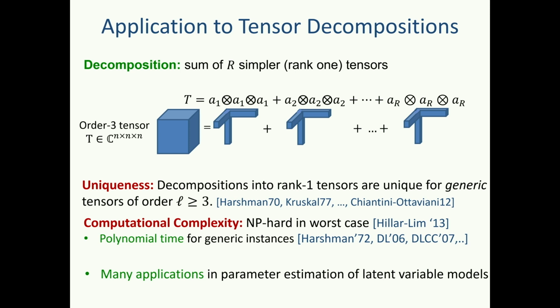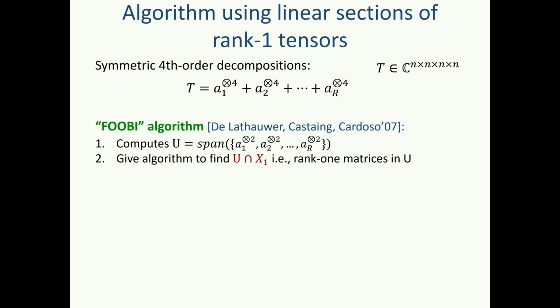So it turns out that one of the best known algorithms, a very popular algorithm for tensor decompositions, is this algorithm called FUBI, by De Lathauwer, Castaing, and Cardoso. The way this algorithm works is that by flattening out this tensor, you can find the span of these a_i tensor a_i, where the a_i are the factors of your tensor. What this algorithm basically does is find the linear section given by that subspace. It finds all the rank 1 matrices that lie inside the subspace. It's just an algorithm to enumerate all the rank 1 matrices that lie inside the subspace.